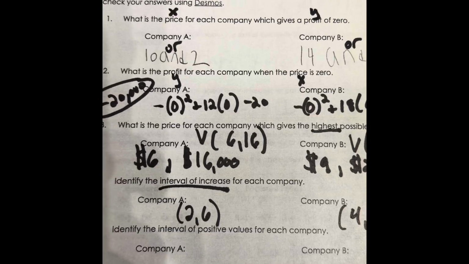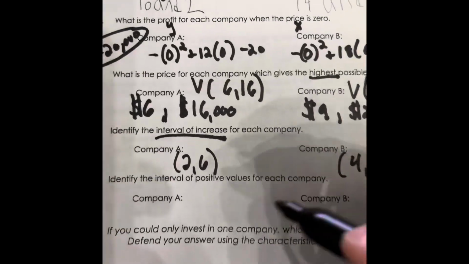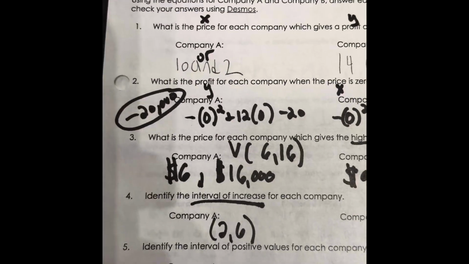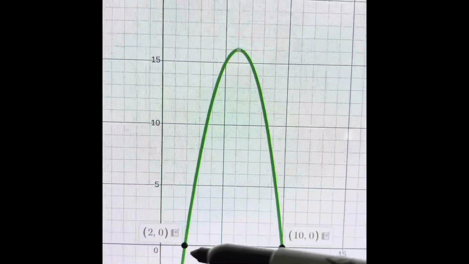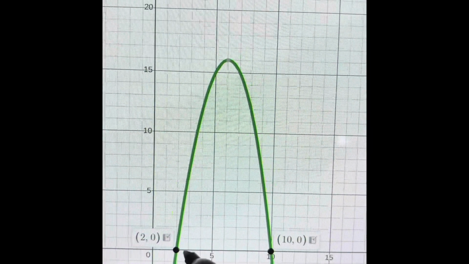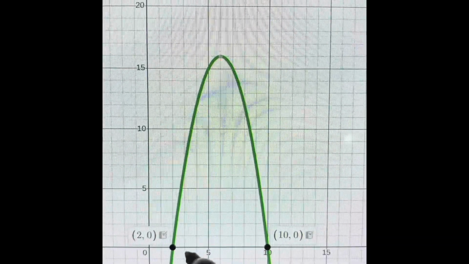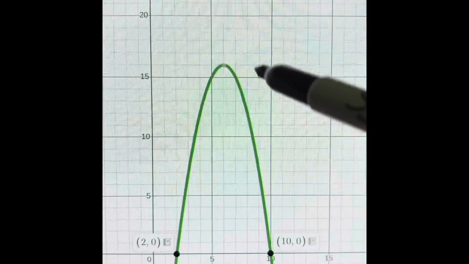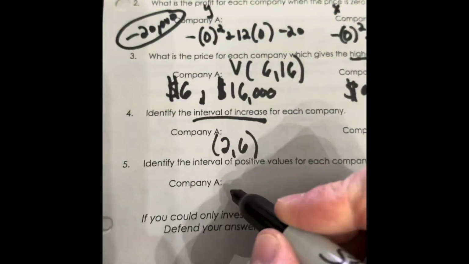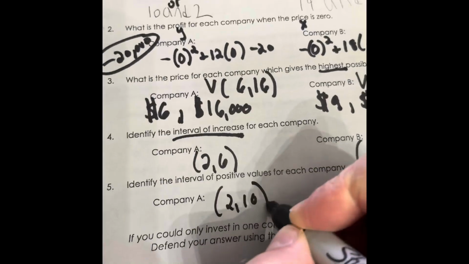Okay. So when I say where's the graph positive, and we talk about company A, it is above the x-axis, positive, from the x-intercept on the left to the x-intercept on the right. So from 2 to 10. So this function is above the x-axis right here, which is from 2 to 10. So we're going to represent that with parentheses, 2 to 10.